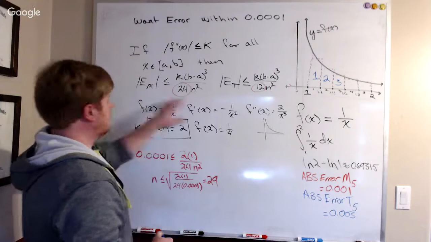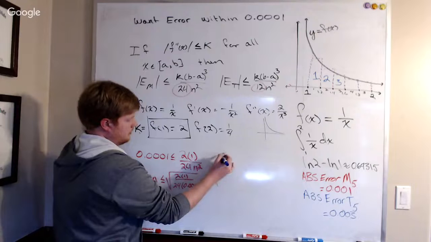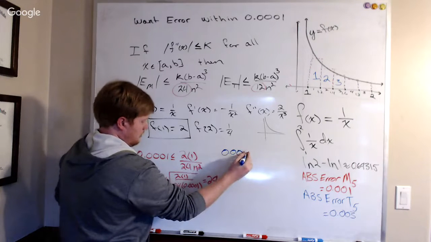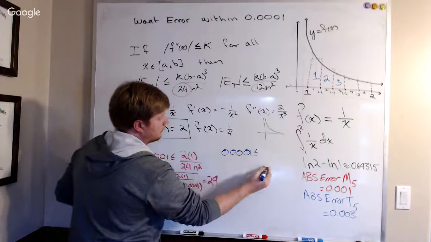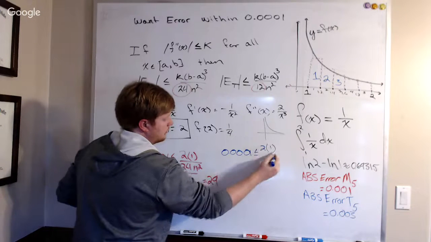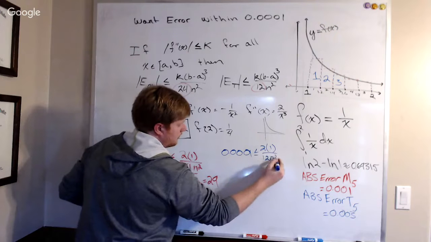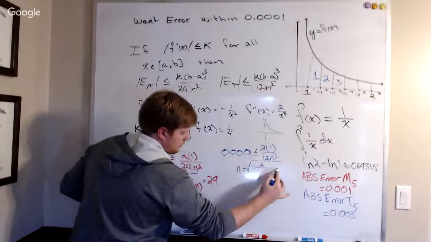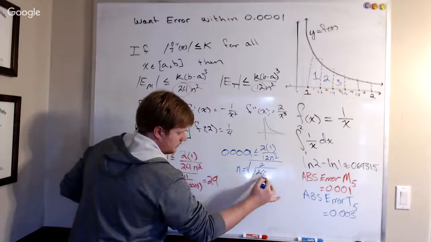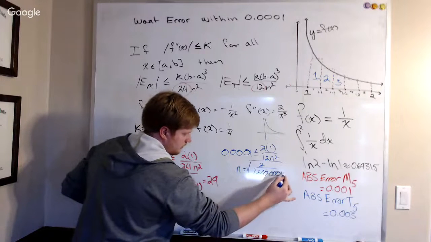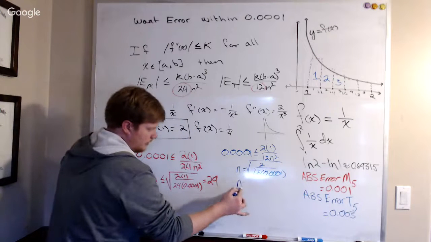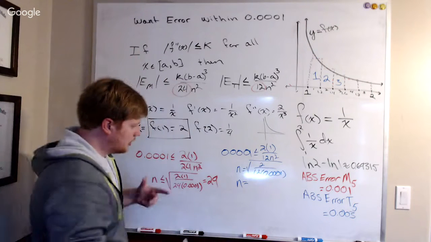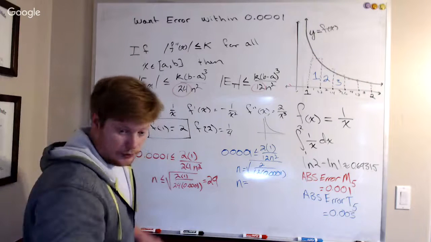All right, let's try the trapezoidal rule. It should be very similar. Let's see, 0.0001. 2 times 1 over 12 n squared. N is going to be the square root of 2 over 12 divided by the error. Okay, and we would expect this value of n to be larger, and it is. It's 41, roughly.